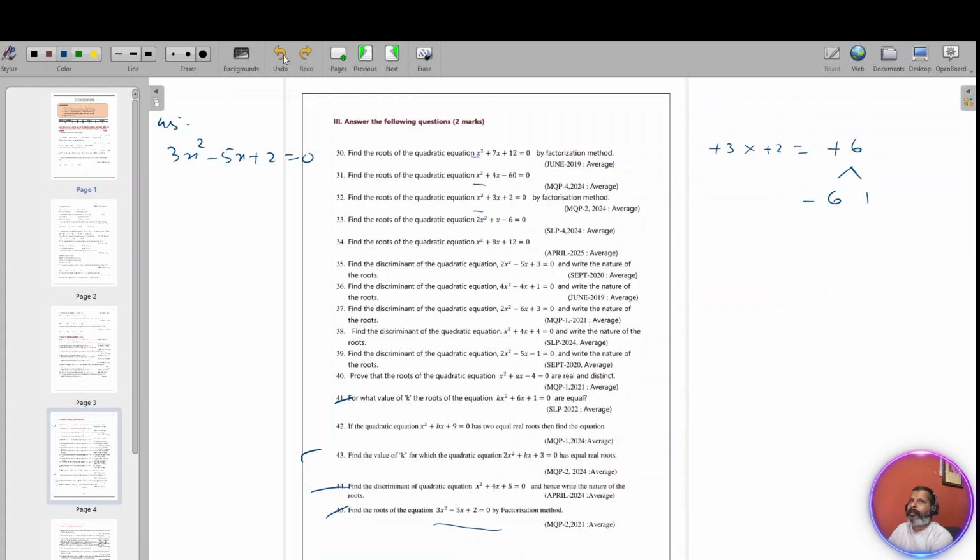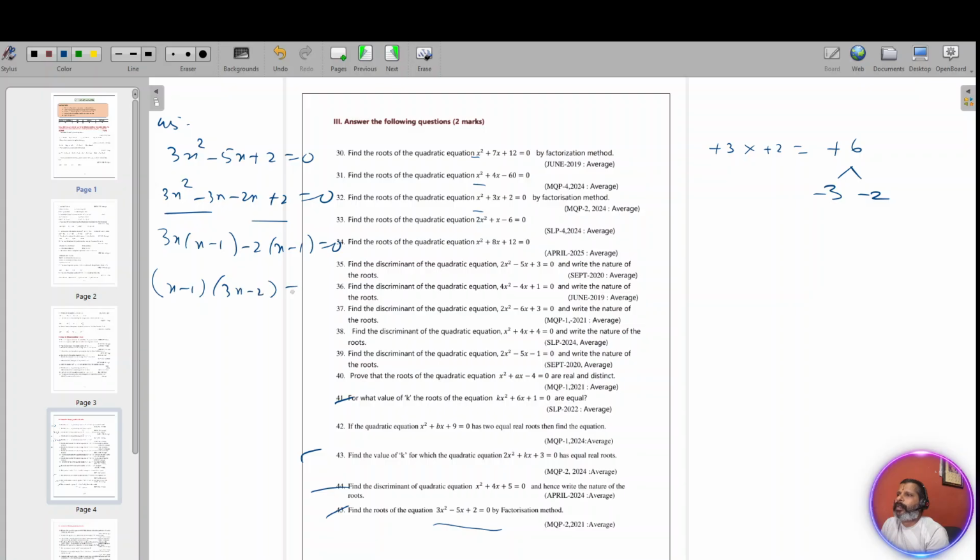Okay. What I should write is 3 and 2, I have to take. Then minus 3 and minus 2 when added will give minus 5. When they are multiplied, we get plus 6, right? Minus 3 into minus 2 is plus 6. Now you split and take common, we'll get it. 3x square minus 3x minus 2x plus 2 equal to 0. Okay. Then you take common here. 3x if you take common, x minus 1, minus 2 if you take common, x minus 1. Then x minus 1 of 3x minus 2 is 0.